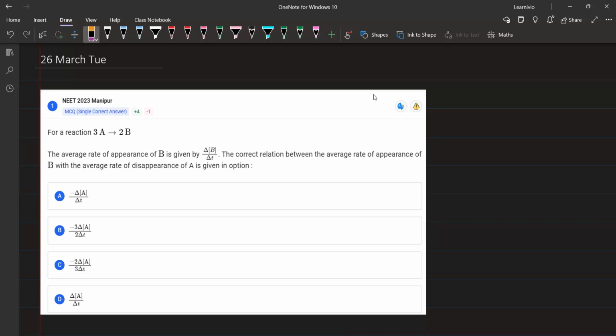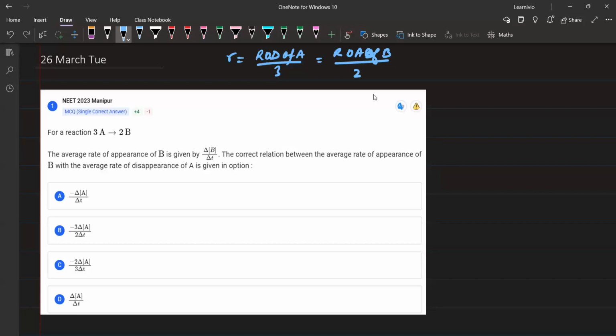Okay. See, rate of reaction, if I talk about the overall rate of reaction, it is defined as the rate of disappearance of A, let us suppose, divided by the stoichiometric coefficient of A. So that is divided by 3. And it will also be equal to the rate of appearance of B divided by the stoichiometric coefficient, that is 2.